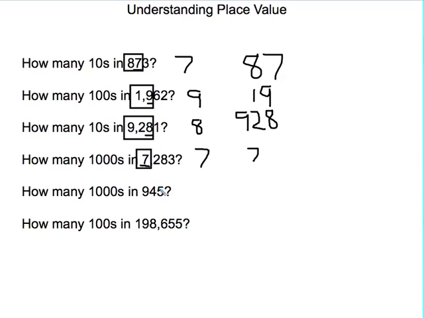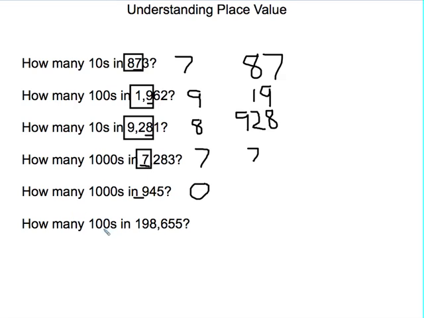How about this next problem? How many thousands are in 945? Here's my ones, tens, hundreds. I never said thousands. My thousands would be over here and there's nothing in it. So are there any thousands in 945? Nope, there's 0. Can I put a box around anything? Nope, there is no number to put a box around. There's nothing to the left to include in it. There is no thousands in 945.